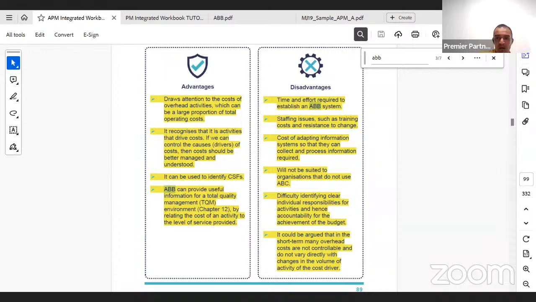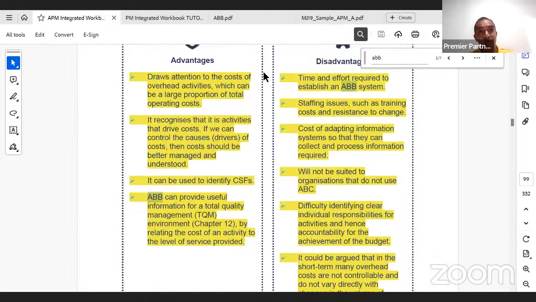Incremental positives and negatives we have already seen, right? Advantages: draws attention to the cost of overhead activities. Remember, the overhead analysis using ABC will be effective when your overheads are a larger chunk of your total cost. If your overhead is like 40 to 50% or 60% rather than labor hours or material hours or machine hours or units for an OAR, then you go for ABC.